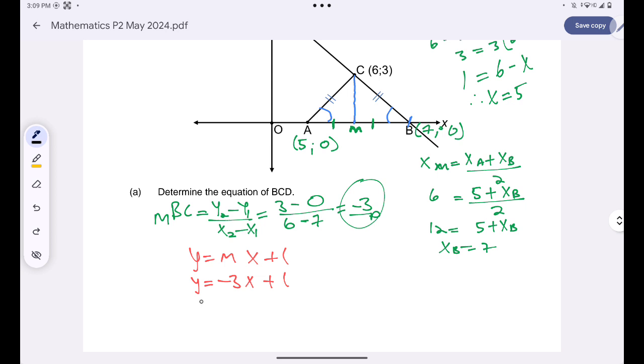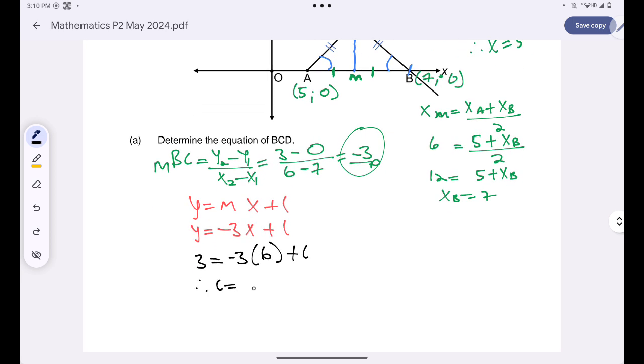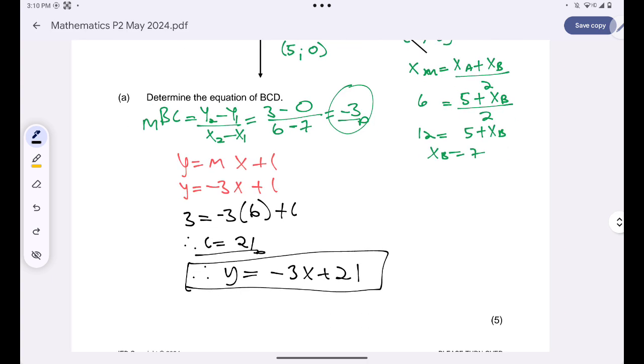Alright, together. I can take point C. I know that y is 3 and the corresponding x value is 6. So therefore the value of c will be equal to negative, no, because it's negative 18, when it goes to the other side it will be positive. So 18 plus 3 will give me 21. So the equation will be y is equal to negative 3x plus 21. This is the equation of line BCD.